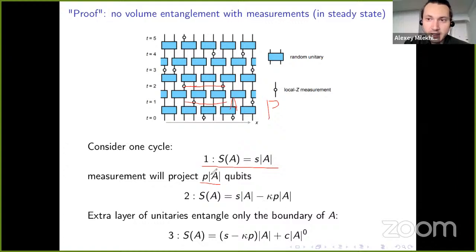Since I projected a finite fraction of them, a fraction proportional to volume, the entanglement entropy will also reduce by order volume. So for small p, say it will be linear, and there is some extra phenomenological coefficient kappa, which says that the entanglement should decrease by an amount of volume, and also it should be proportional to P.